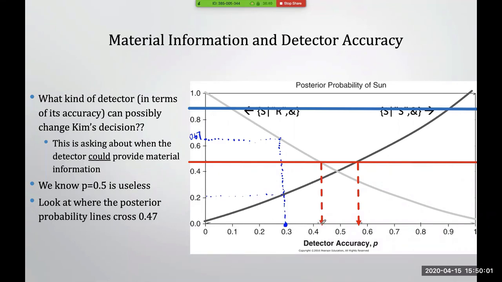Any detector in this range will work like that, okay? Any detector with an accuracy between 0 and this value will change Kim's decision to either porch or outdoor when the message turned out to be rainy.